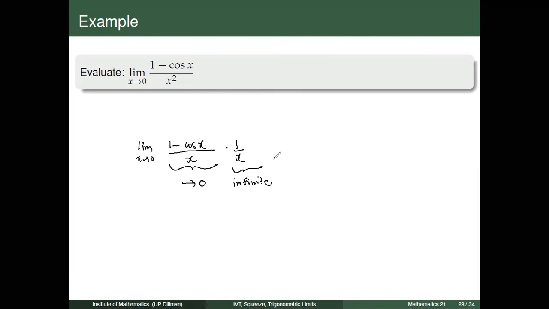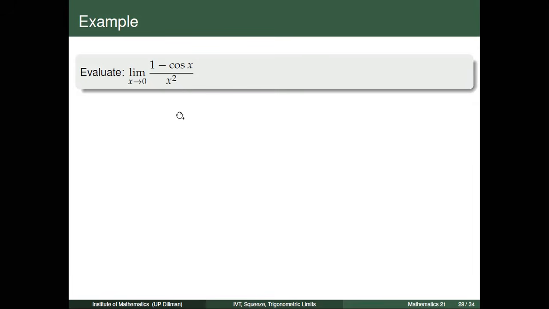So the indeterminacy remains. And in this case, it seems that our result for the limit of 1 minus cosine x all over x as x approaches 0 is not helpful. So how do we remove the indeterminacy here? Well, since the result for 1 minus cosine x all over x does not help, and this is an indeterminate limit of type 0 over 0, then perhaps we need to use the limit of sine x over x instead. So we need to rewrite this in terms of sine.